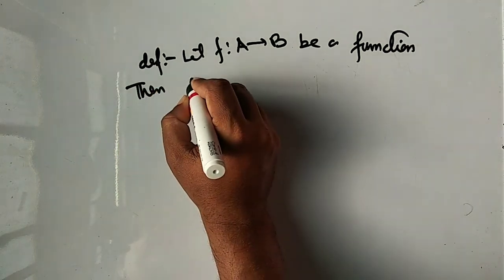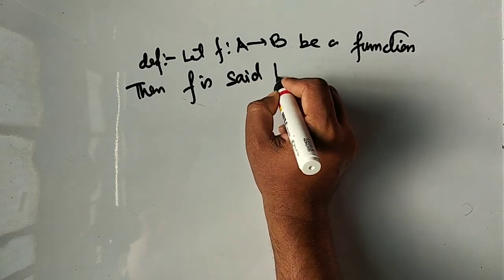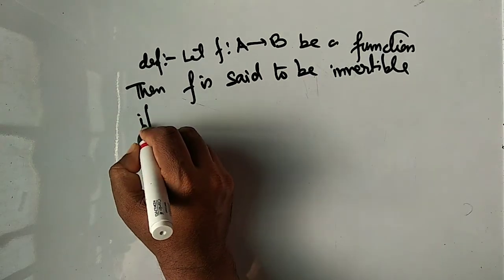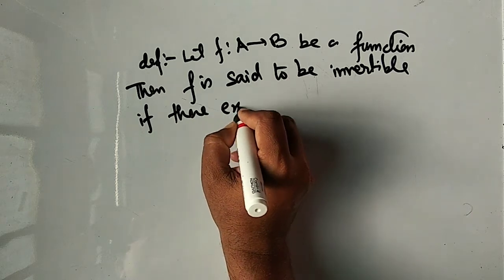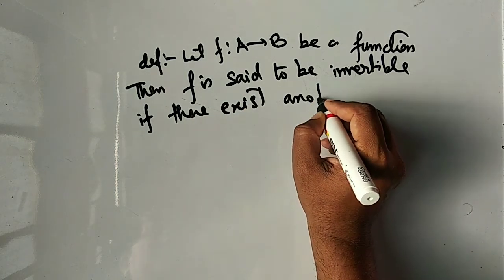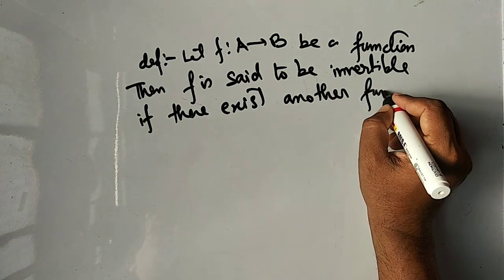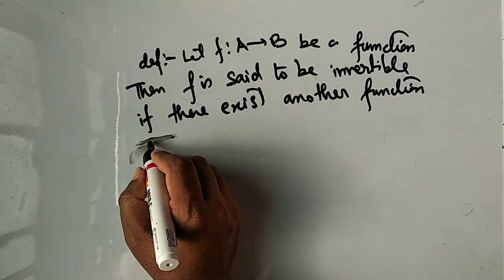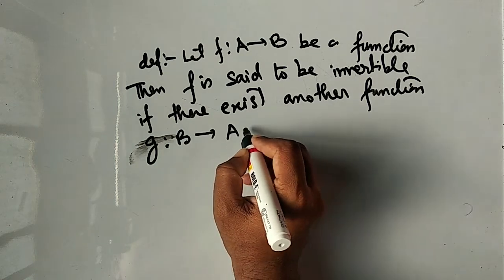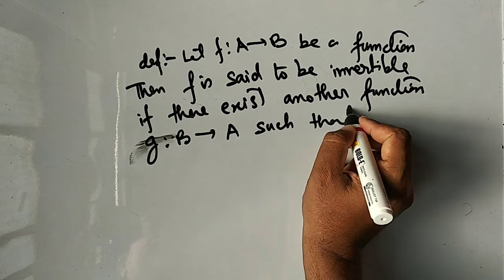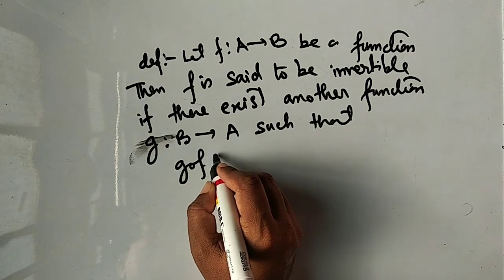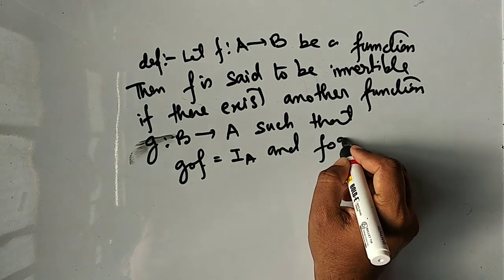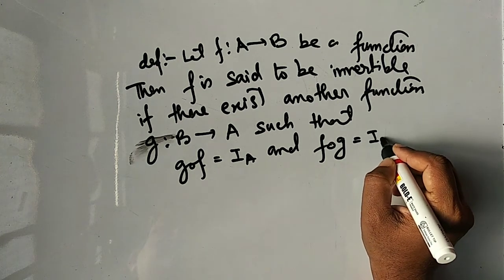then f is said to be invertible if there exists another function g from B to A such that g∘f is nothing but identity map on A and f∘g is identity map on B.